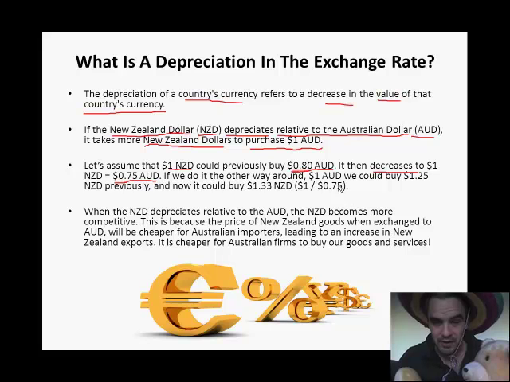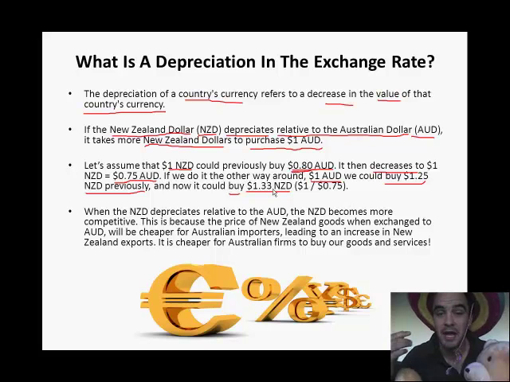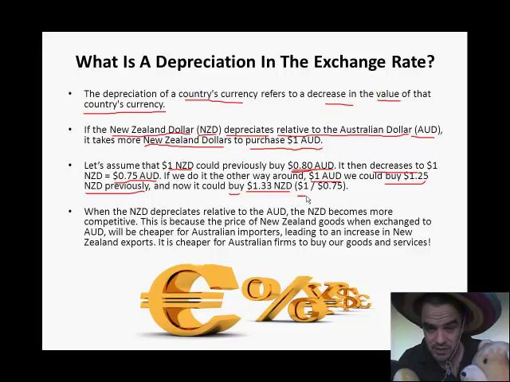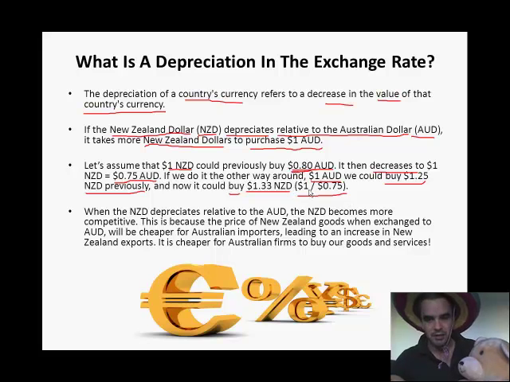And so if we do it the other way around, $1 Australian could buy $1.25 New Zealand dollars previously, and now it could buy $1.33 New Zealand. Okay, so the Australians can buy more New Zealand dollars. They receive more on the foreign exchange market. And how we do that maths, once again, $1 divided by 0.75. Fantastic.